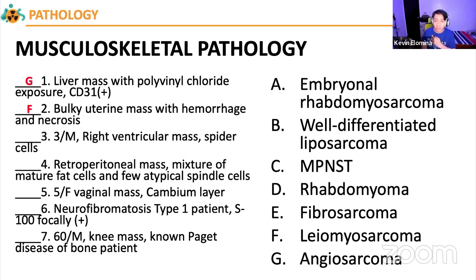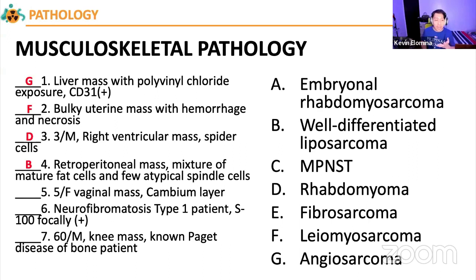Now, if you have a pediatric patient with the right ventricle mass, no, and you have spider cells in morphology, that's in your cardiac tumors. That's your cardiac rhabdomyoma. Okay? Because those are spiders, no, cytoplasmic processes yon, and then yung empty spaces are the glycogen na sinustore naman talaga ng skeletal muscle cells. For retroperitoneal cells, mixture of mature fat cells with few atypical cells. Retroperitoneal, so usually well-differentiated liposarcoma, no?